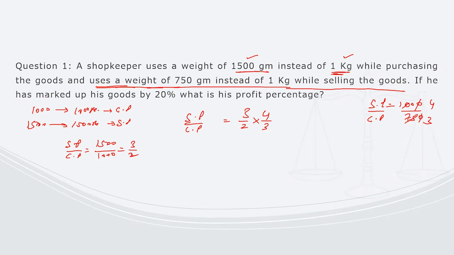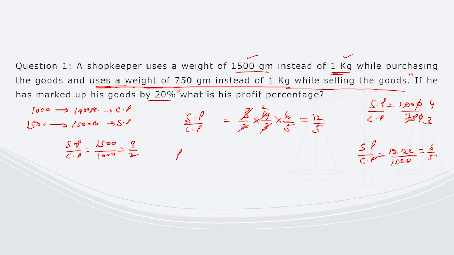Go further. If he has marked up his goods by 20%, what is his profit percentage? Now only look at the markup. If he has marked his goods up by 20%, what should be his selling price by cost price ratio? So let's say for 1,000 grams, he's marking it up by 20%. So the selling price should be 1,200 and his cost will be what? 1,000. So in this particular transaction, the ratio will be 6/5. So you will multiply it by 6/5. When you try to solve this, what is the value that you get? You will get 12/5 as the ratio of selling price by cost price.